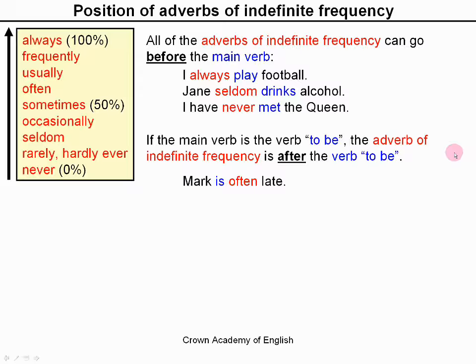Example, Mark is often late. Okay, Mark is often late. Another example would be Jane is never late. So the verb to be here, and here is the adverb. So this is an exception.